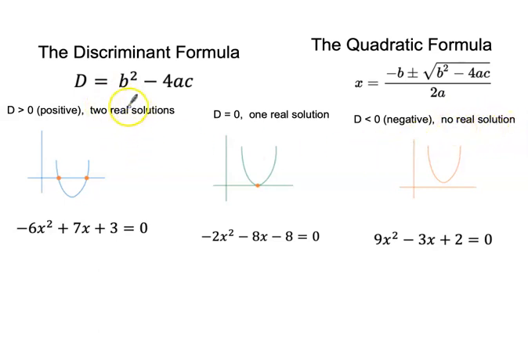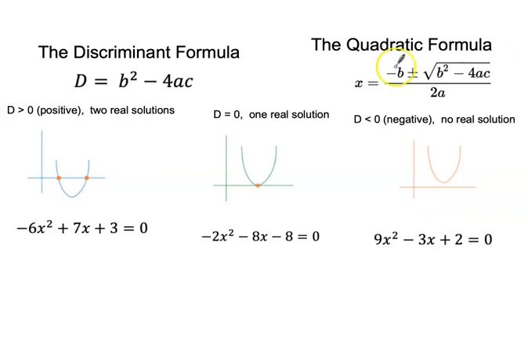So if we have two real solutions, that means we have two x-intercepts. When we have one real solution, it means we have one x-intercept. And when we have no real solution, that means the graph is above the x-axis and there is no real solution, or sometimes the graph might look like this: it's below the x-axis and there is no real solution.